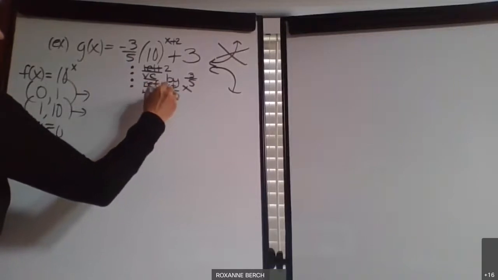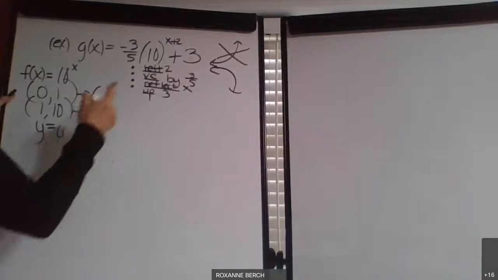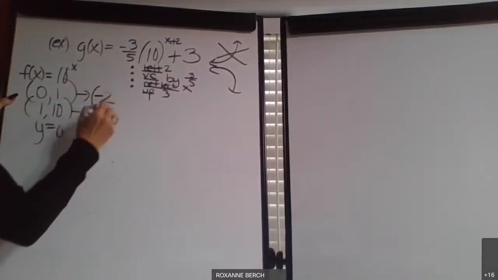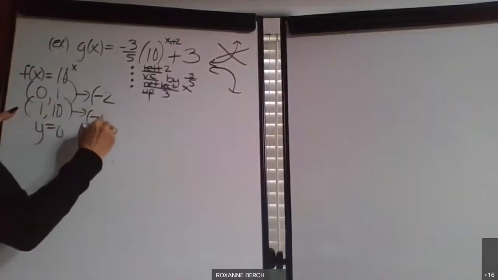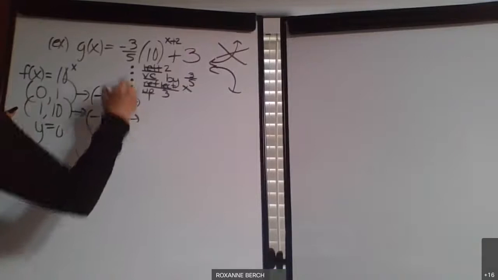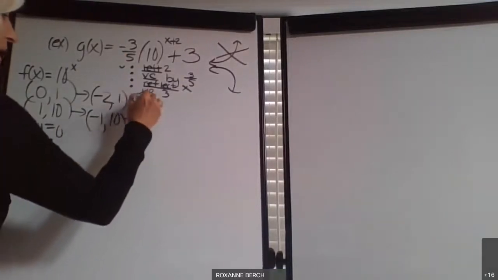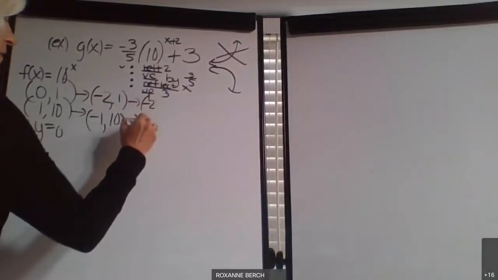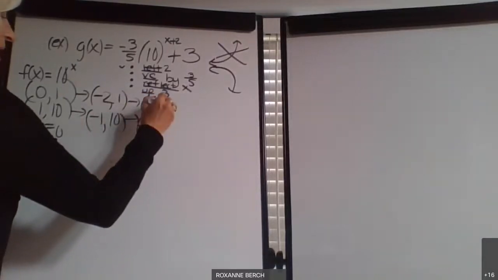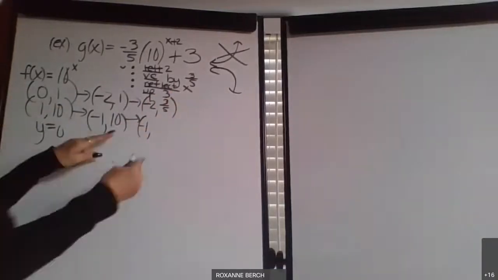Up 3. Up 3. All right, so here we go. The first one is left 2, that's a translation. So left 2 and 0 would be left 2. Left 2 and 1 would be -1. The y stays the same. Vertical compression means multiply the y by 3/5. So we're going to multiply the y by 3/5.